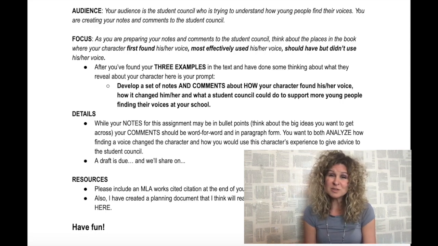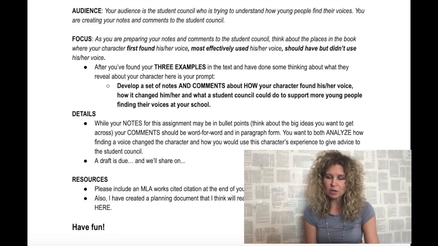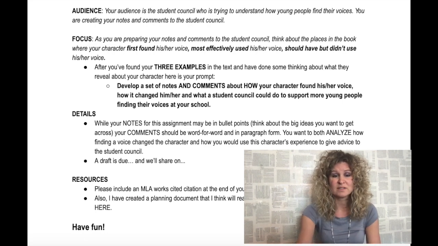So what I ultimately want students to do is to develop a set of notes and comments. So if they were actually going to go to a student council meeting, if I was actually going to a meeting like that, I would prep with notes, very specific examples, bullet points, and then some prepared comments, right? So maybe a couple of paragraphs of prepared comments. And that's really what I'm asking the students to do. So within that, though, certainly how the character found his or her voice, how it changed him or her, and then some details about how the student council could support students in finding their voices.